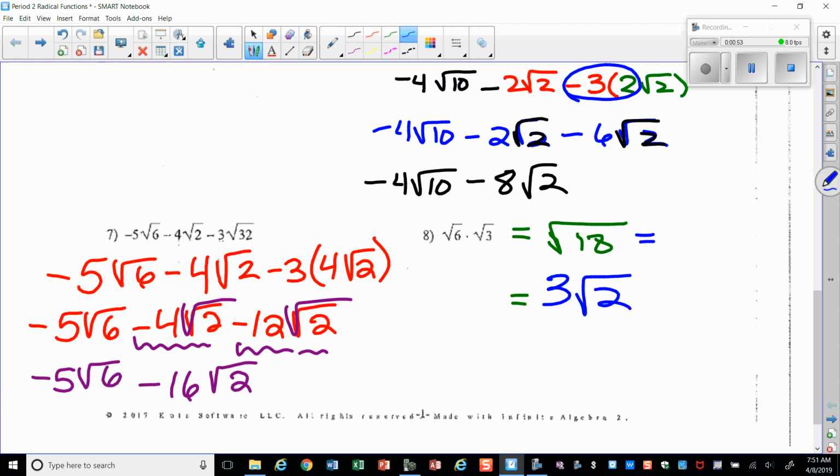And that's because 18 is 9 times 2, right? And 9 is a perfect square. The square root of 9 is 3, and that's where that 3 comes from. And then you still have the 2 left over. All right, so multiplying is very easy. You just multiply and then simplify.